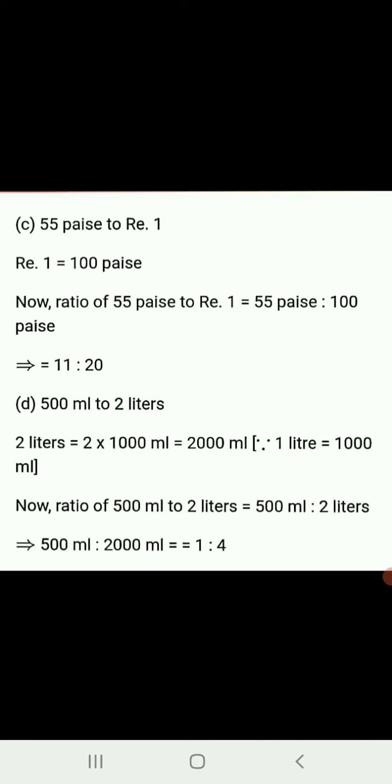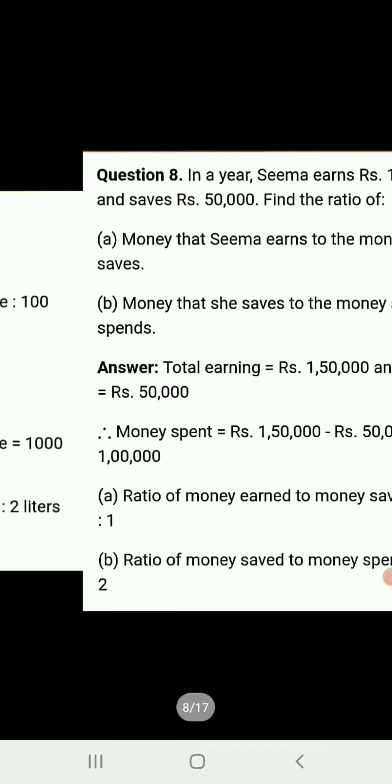Question D, 500 milliliter to 2 liters. One is milliliter, the other one is liter. So we will convert here. 2 liters can be converted. First, 1 liter is equal to how many milliliter? 1000 milliliter. So 2 liters will be equal to 2000 milliliter. We can write it as 500 milliliter by 2000 milliliter. So 500 by 2000, on cancelling we get 1 by 4. The ratio will be 1:4.